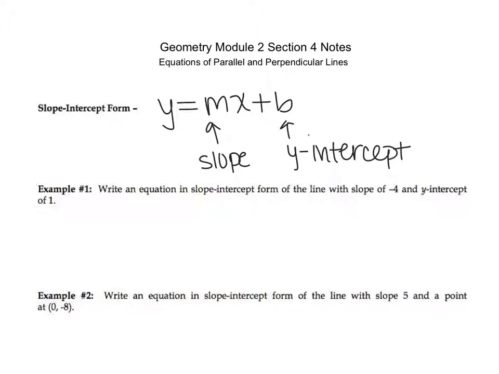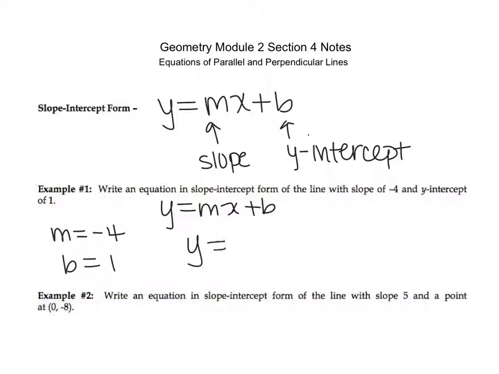Hence the name slope-intercept. So looking at our first example, we want to write an equation in slope-intercept form of the line with a slope of -4 and a y-intercept of 1. So given we have y equals mx plus b, and we know m equals -4 and b equals 1, we end up with the equation y equals -4x plus 1.